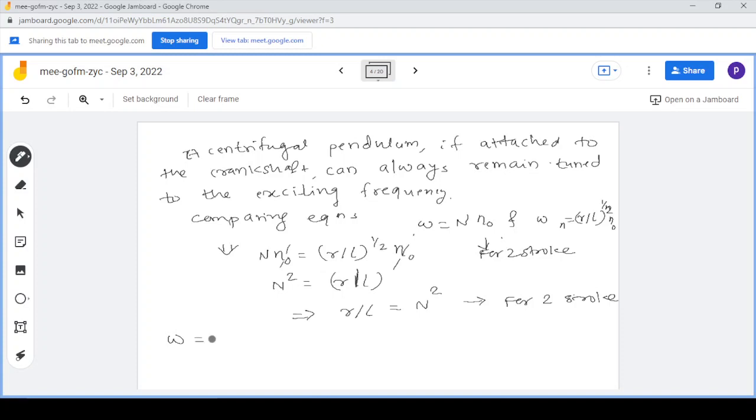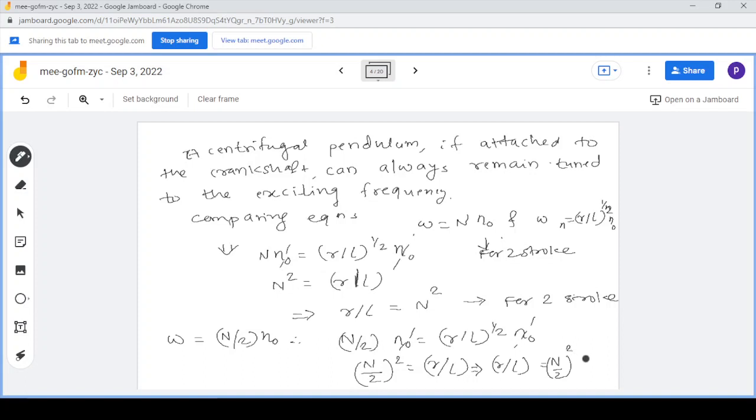So for four stroke we have n by 2 into n0. Therefore, this expression becomes n by 2 into n0 equals r by l raised to half into n0. Again here this will get cancelled out, right? So we will take the square. So n by 2 square will be equal to r by l, right? Or we can rearrange this term, so r by l is equal to n by 2 whole square. This is for 4 stroke.